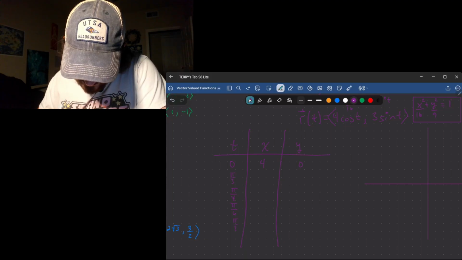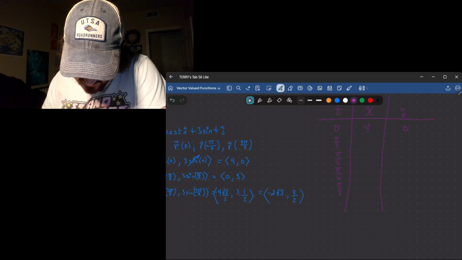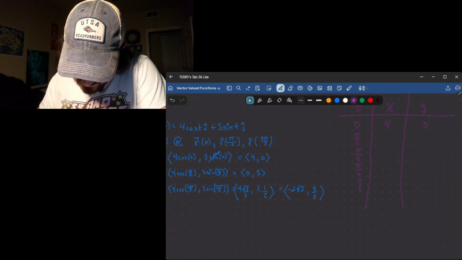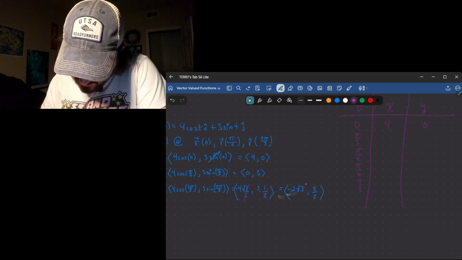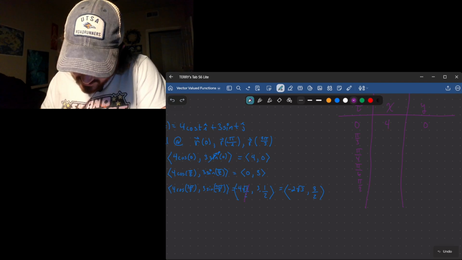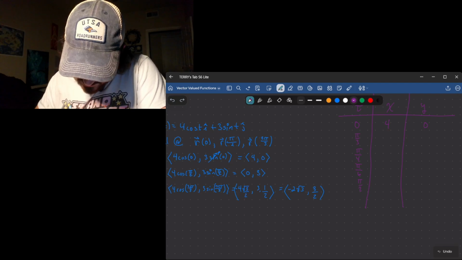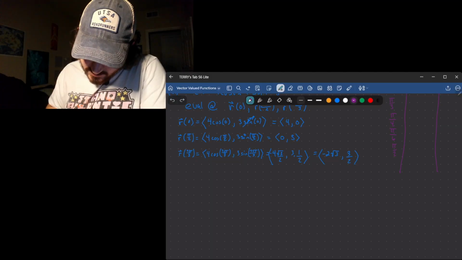pi halves, which now that I'm saying this out loud, I realized I made a mistake over here. This should have been, actually, okay. I made a mistake in the explanation, but I used the right numbers. Just a really quick aside so I can fix that explanation.